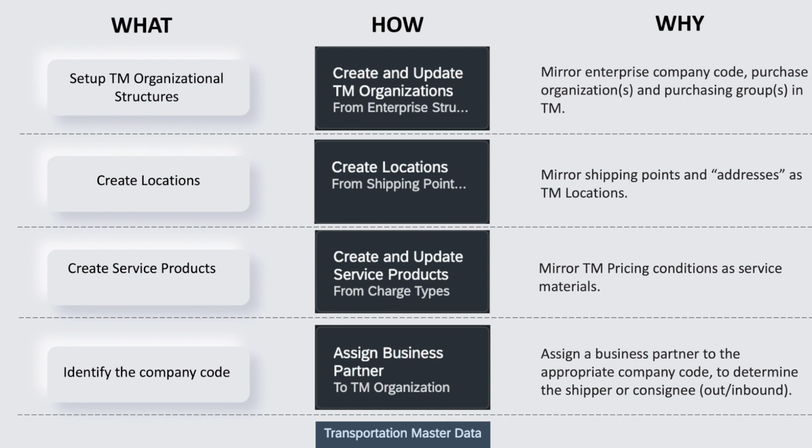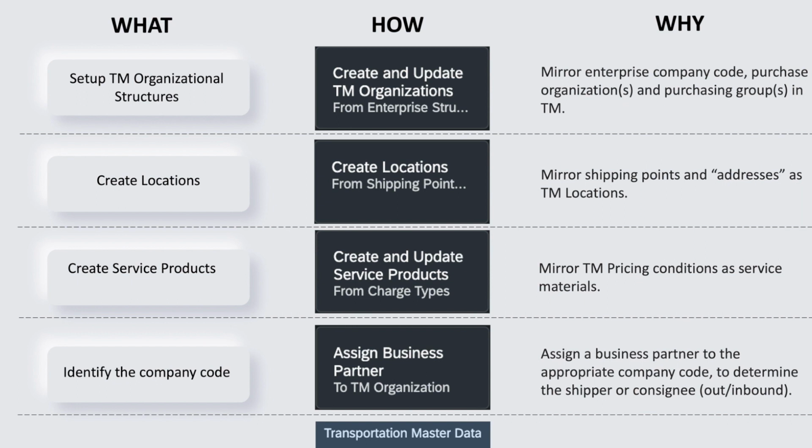The second task pertains to the creation of locations. Again, when you create a sales order, you might refer to a ship to party, and that ship to party has an address. Similarly, if you are creating a purchase order, you might indicate a supplier, and that supplier also has an address that might become a pickup address. However, these addresses cannot be used by TM.